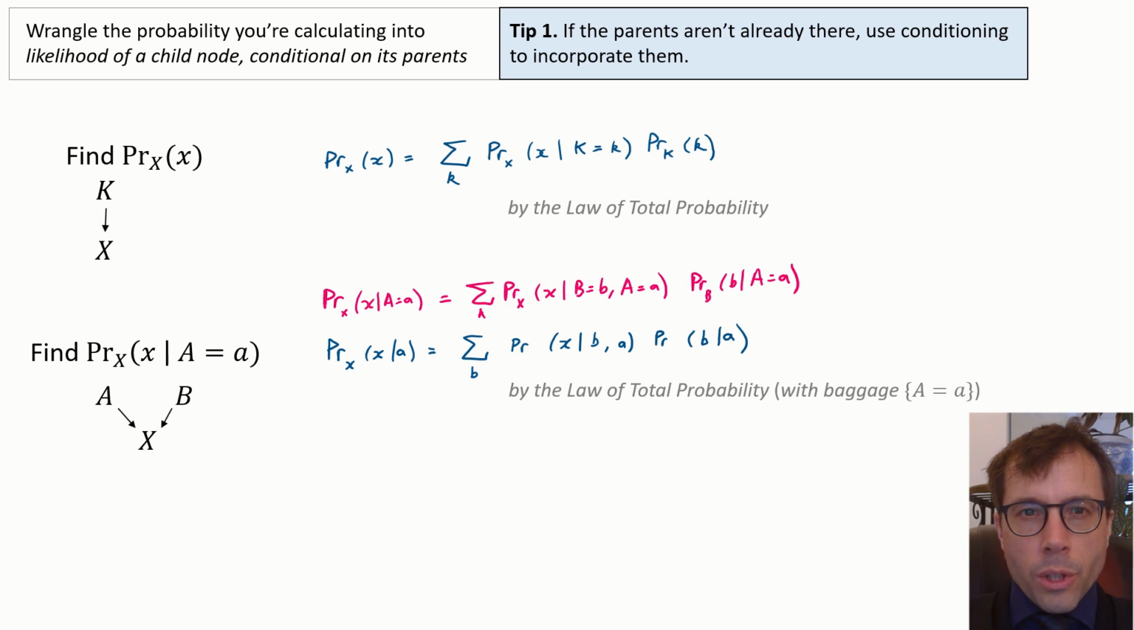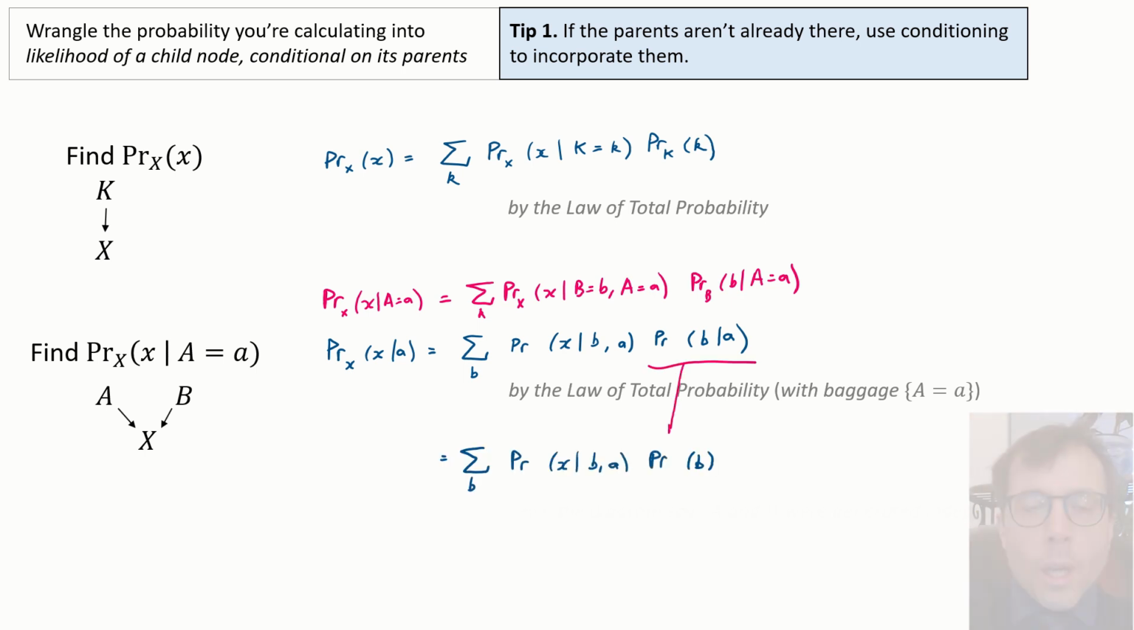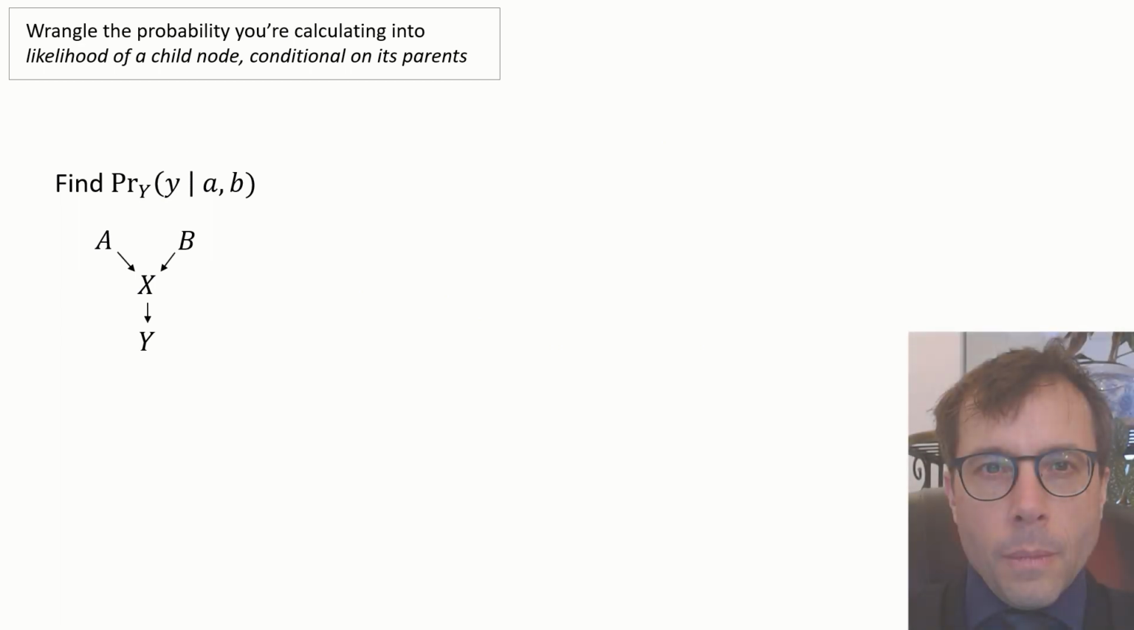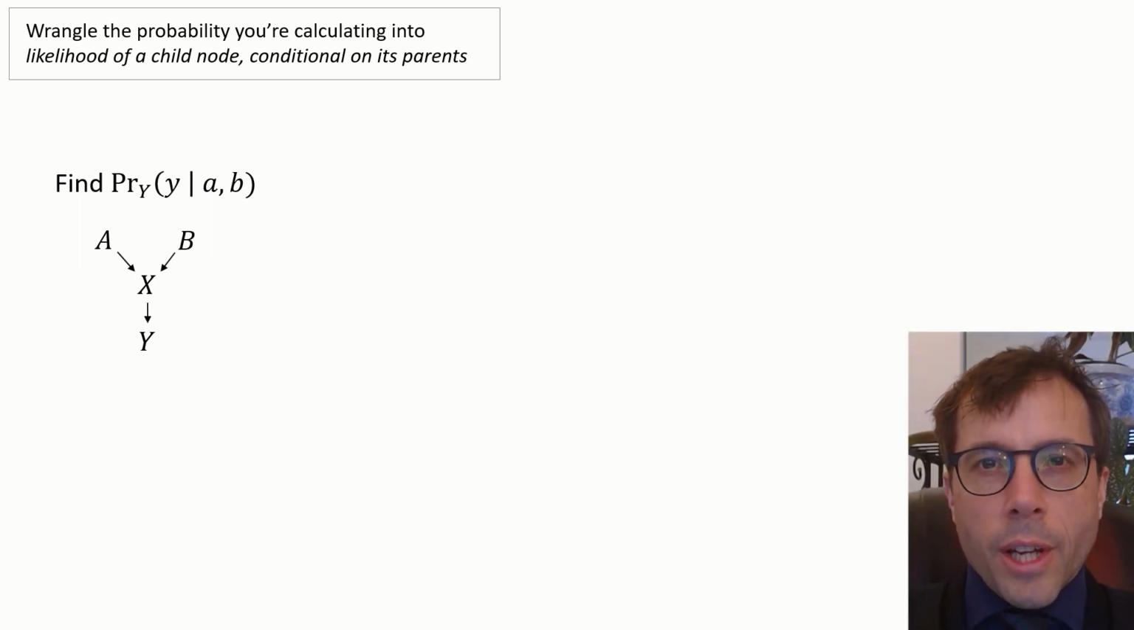Okay, so what do we do with it? We can simplify the second term here. It asks for the likelihood of B conditional on A, but the causal diagram tells us that A and B were generated independently, so A has no bearing on B, so this is just the plain likelihood of B. Let's look at another example, again with this same sort of crossing out irrelevant conditions. In this more complicated setup, find the likelihood of y given A and B.